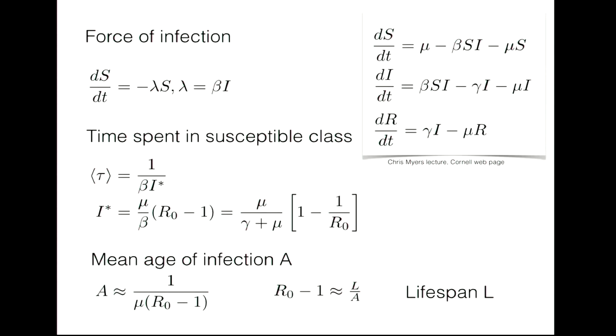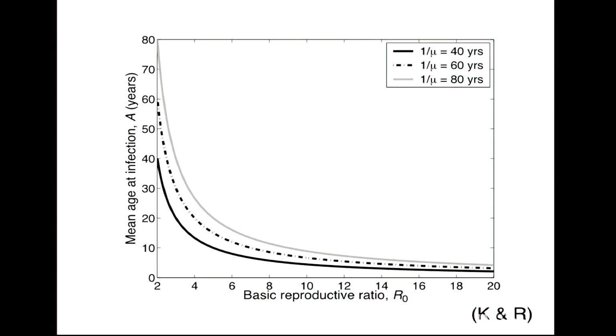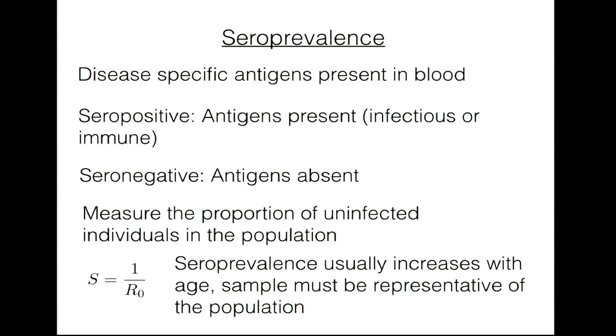If I set the mean age of infection to this quantity in terms of a lifespan, R0 - 1 is approximately the lifespan divided by the mean age of infection. Over here is a function of μ and a function of the basic reproductive ratio for 3 different values of μ: 1/μ is 40 years, 1/μ is 60 years, 1/μ is 80 years. You can calculate the mean age of infection and then try to fit this with the data to ask what is R0? What does the R0 actually correspond to?